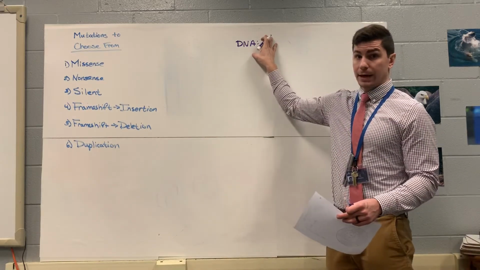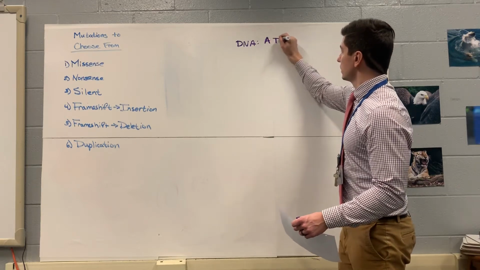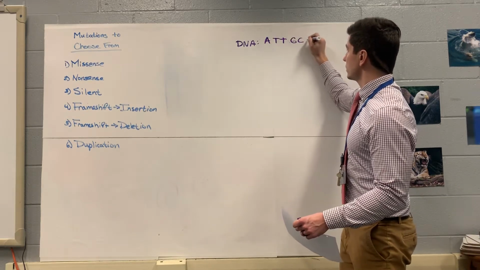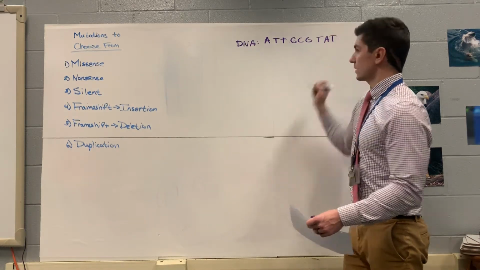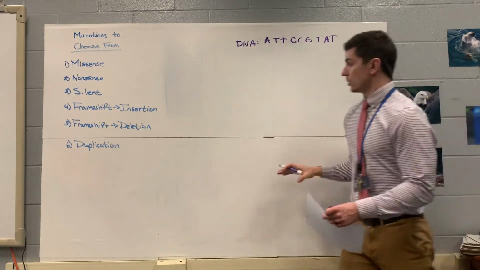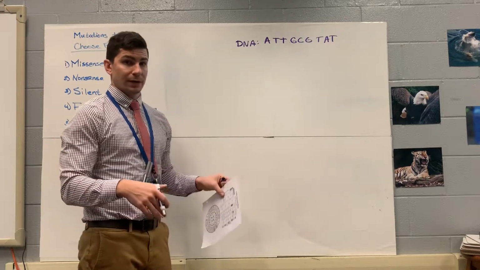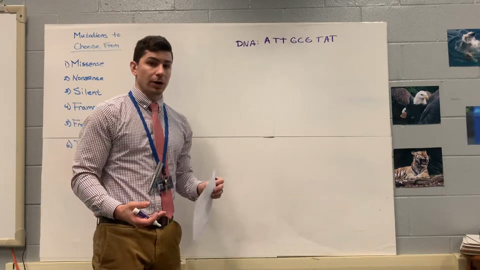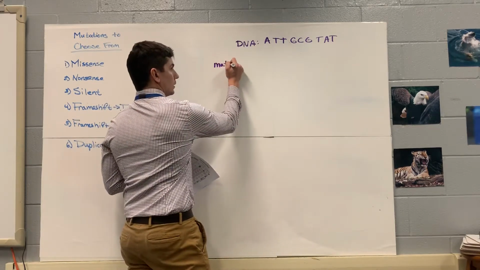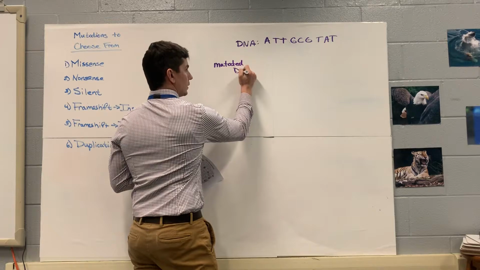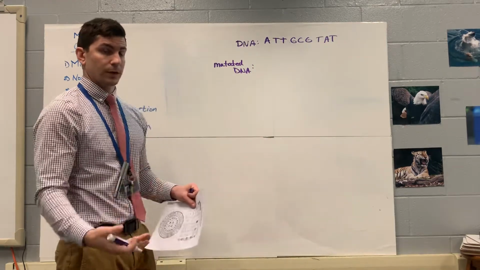Here's my original DNA. This is what I start with. I'm just going to go A, T, T, G, C, G, T, A, T. Okay? So that's my original DNA. What we're going to have after that is some type of mutation occur in order to get some new DNA. So the second one is going to be my mutated DNA. Now, I'm going to put the mutation in, and then we're going to talk about it.